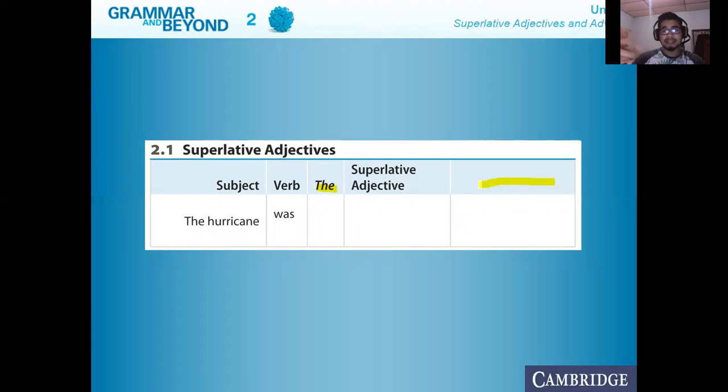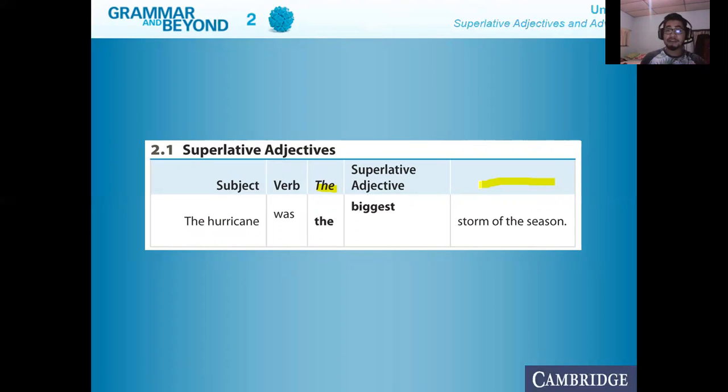So the verb in this case can be the present, past, or you can use an auxiliary plus the future tense. You have the article that, remember, it's important and it's essential to have it. The superlative adjective, in this case, is the biggest storm of the season. The hurricane was the biggest storm of the season. This means that in this season, probably there were 5 hurricanes, but this one was the biggest.